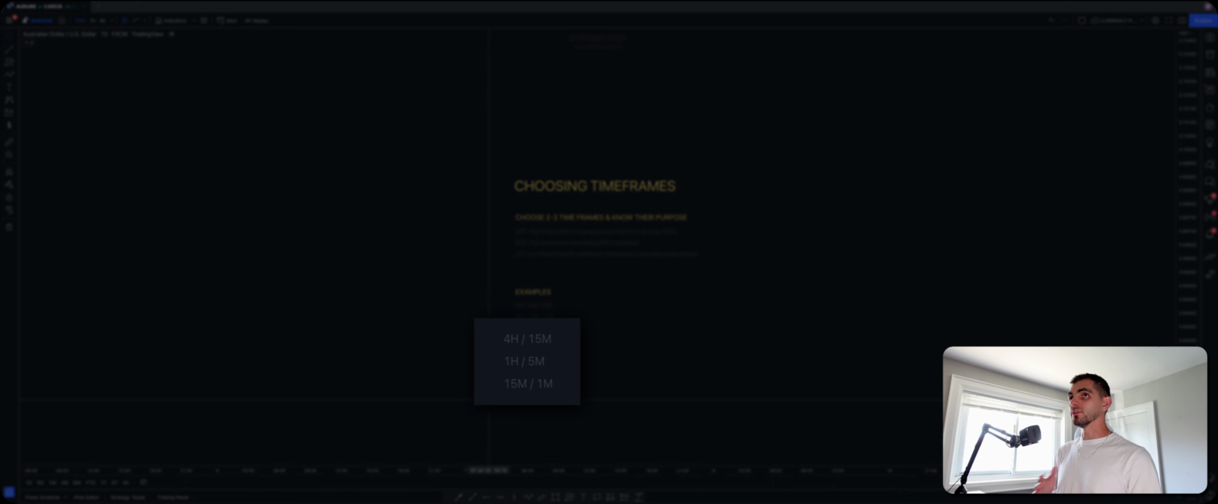So I just added in the 1 hour just to give myself a little bit more refinement, and it provides me a clearer picture in terms of trade ideas on the 15-minute time frame. So another example here is the 1 hour and the 5-minute time frame, and then we have the 15-minute time frame and the 1 minute time frame.